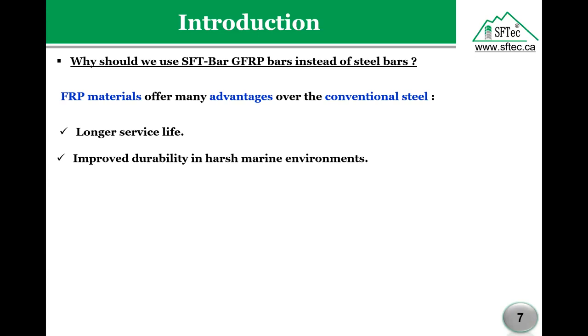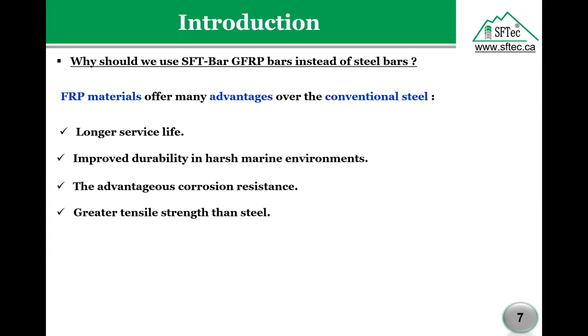There usually you have more corrosion. The advantageous corrosion resistance, it goes back to that. So if you compare to steel, which would corrode, FRP in general does not corrode no matter what. It has greater tensile strength, as we saw before. It is at least 3 times stronger than steel.